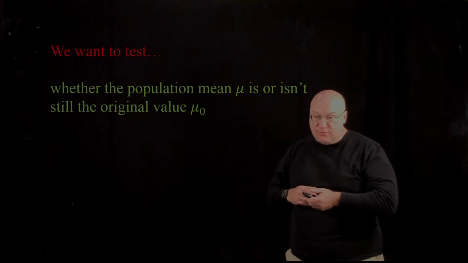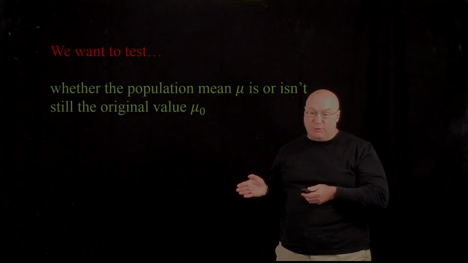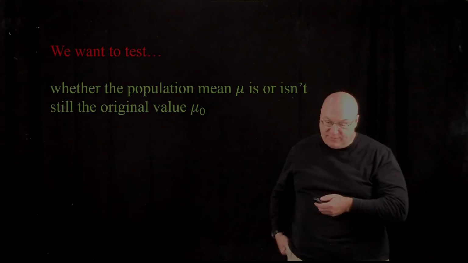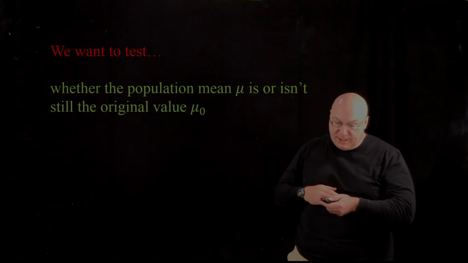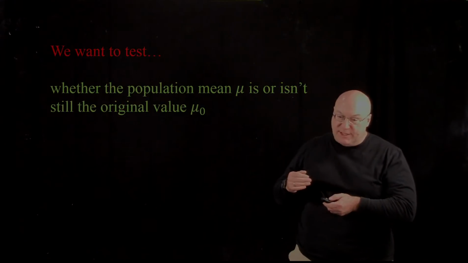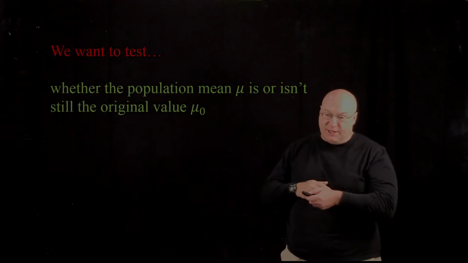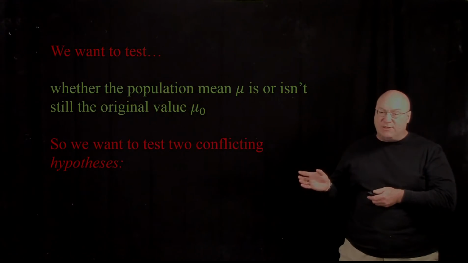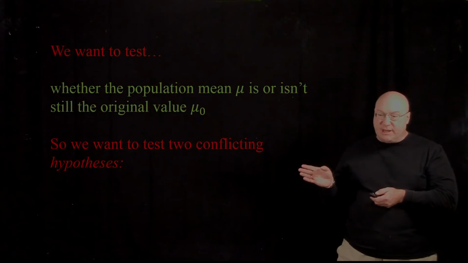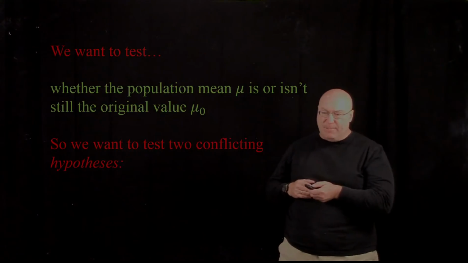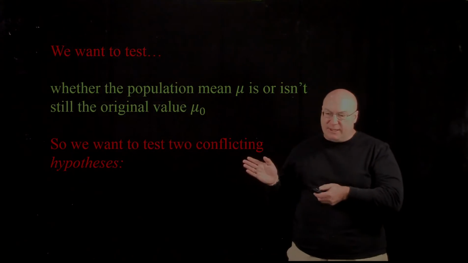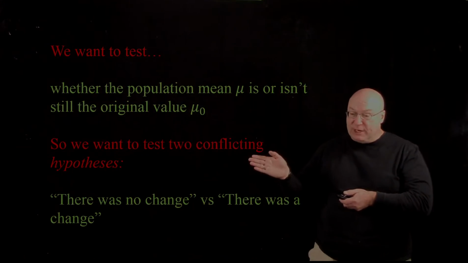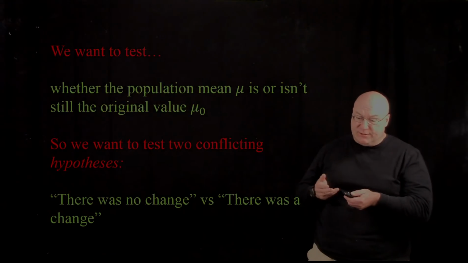That is, we want to test whether the population mean mu is or isn't still the original value mu naught after the change happened, if there was some kind of a change. So that's what you need to fill in the first blank. What that really means is, does the population mean change or doesn't it? Really, the way to think about it is that's two conflicting conjectures or statements, what we call hypotheses. We want to test two conflicting hypotheses, and we can state them generically: one hypothesis is there was no change, versus the other, which is there was a change.